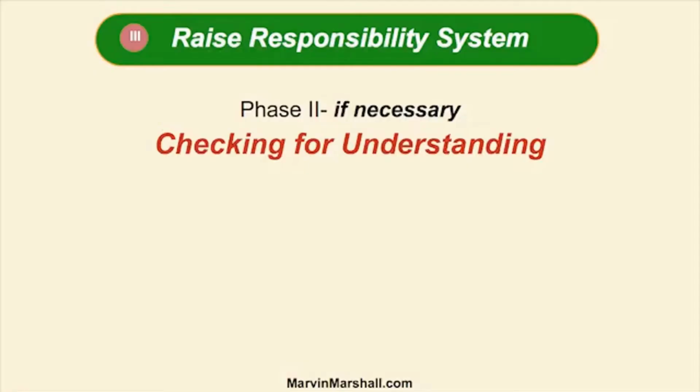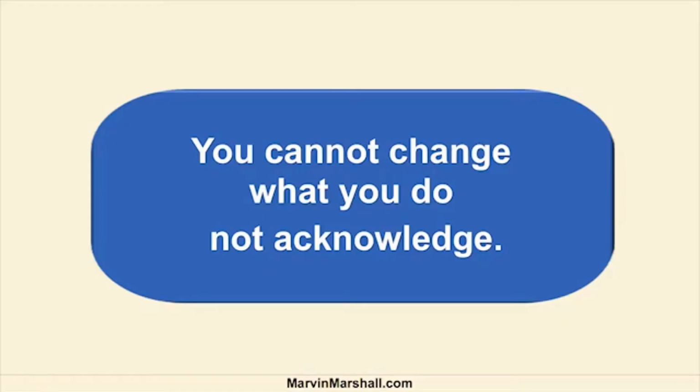So the second part, again, the first part is teaching the levels. The second part is now called checking for understanding. It's quite simple and obvious. You cannot change something that you don't acknowledge. So the idea in the second part is just to have the youngster admit or acknowledge that a level has been chosen that is unacceptable.